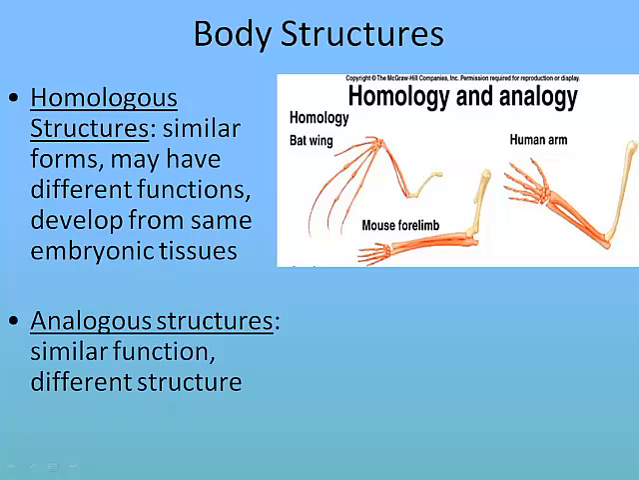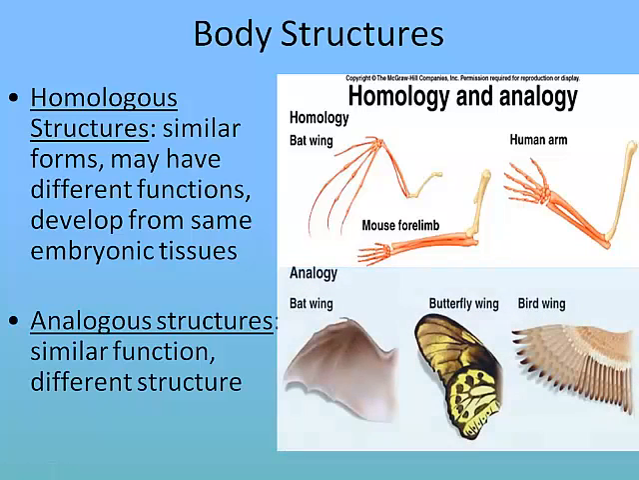Analogous structures are also evidence of evolution. These are structures that have very different structure but very similar function, just the opposite of homologous structures. And here are some great examples of analogous structures. The bird wing, the butterfly wing, and the bat wing all perform the same function, and that is flight. But the three of them are made entirely differently from entirely different structures. So homologous structures are similar structure, different function. Analogous structures are different structure, similar function.